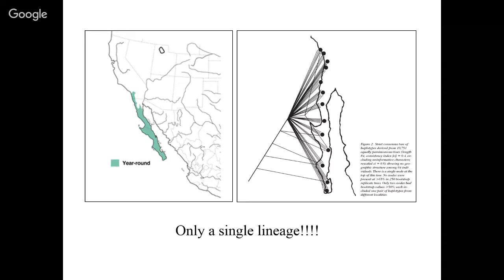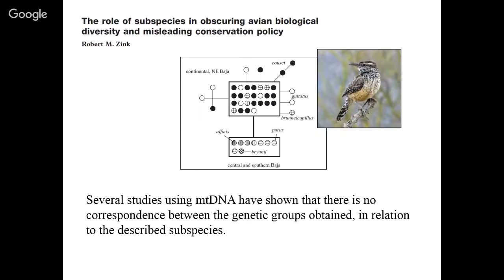However, genetic analysis talking about this complex, well, actually it's not a complex, it's just a single species, because the genetic analysis demonstrates that this is only a single lineage. So can you imagine the risk in choosing a wrong taxonomic criterion for modeling? And I have several other examples. For instance, Bob Zink wrote a paper named The Role of Subspecies in Obscuring Avian Biological Diversity and Misleading Conservation Policy. If you read this paper, you will find very interesting points.